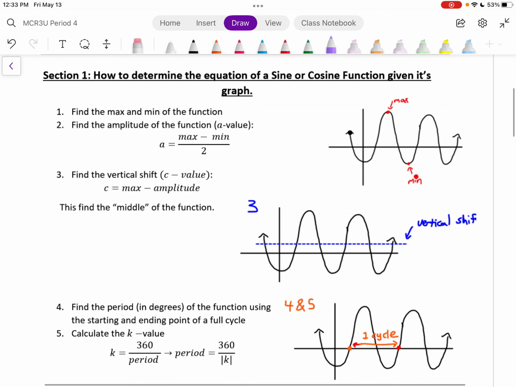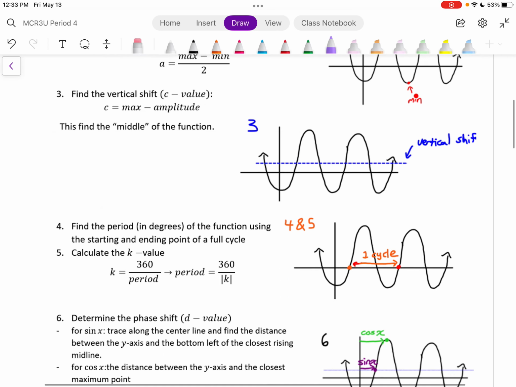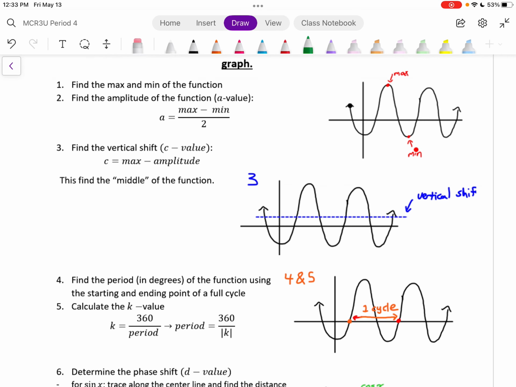So in this first section, what I'm going to go over with you is how to determine the equation of a sine or cosine function given its graph. So there's 6 simple steps. The first thing you're going to do is you're going to go here to this graph and determine what the max and what the min are, right? So here we determine what the max and the min are.